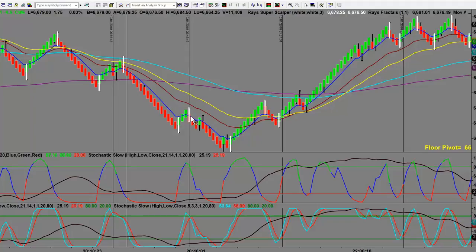Here we have another T2. So we can see the short-term stochastic has rolled over. My long-term is oversold. Okay, so we're under the 20 level. It's flat. Short-term comes up and rolls over.